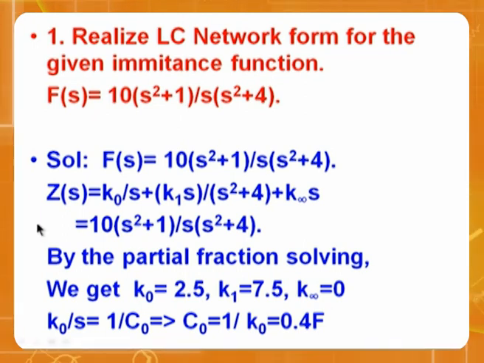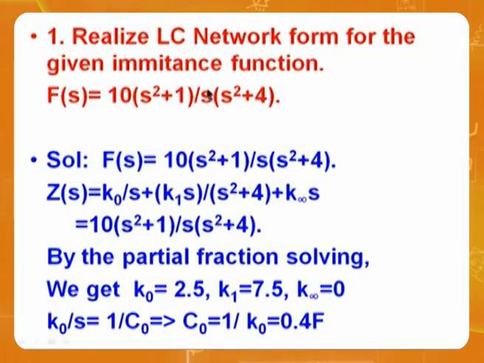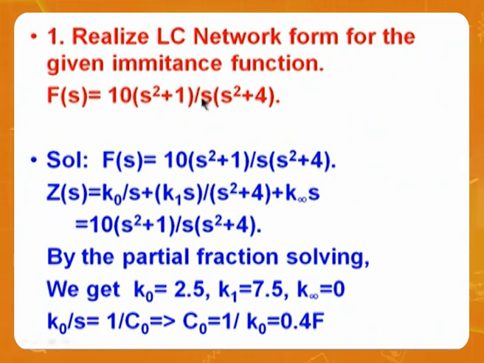Please understand, first and foremost thing is, he did not say whether it is impedance or admittance. How to know that? Then go back to the properties. The nearest to the origin is a pole. If the nearest to the origin is a pole, automatically the first element is a capacitor. And not only that, if nearest to the origin is a capacitor, automatically it is impedance, because K0 by S. So it all depends on the nearest value, what can be the impedance function?